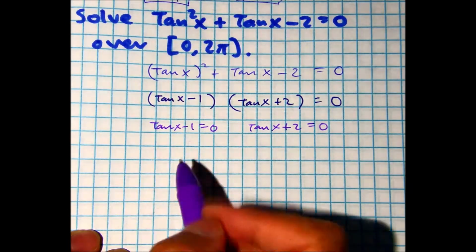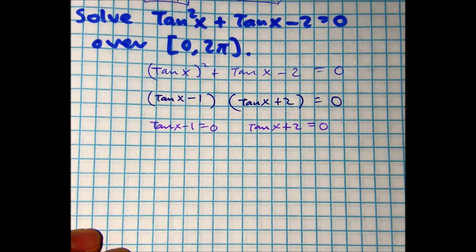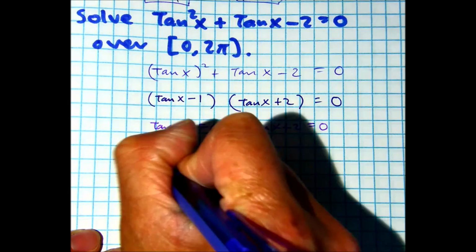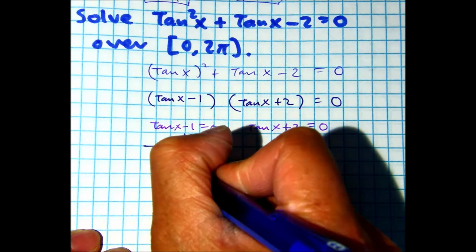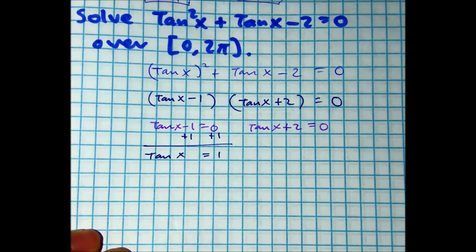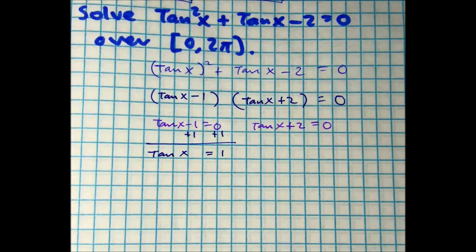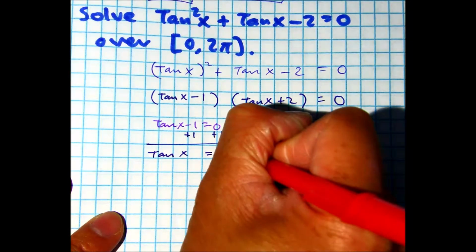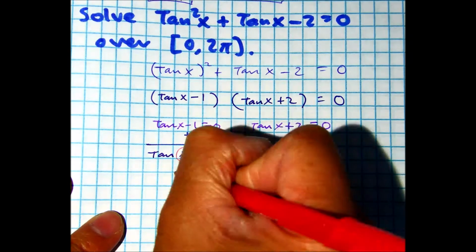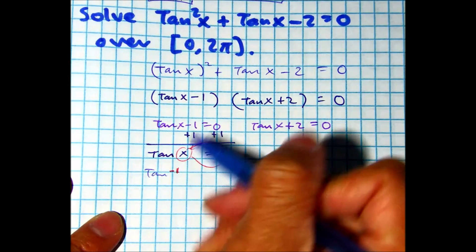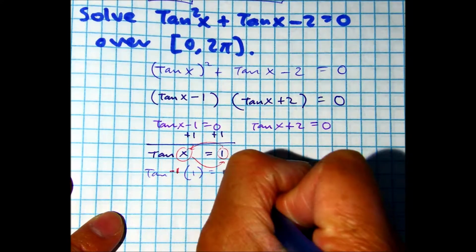Let's solve this. How do I solve for x? Add 1. What am I left with? Tangent of x equals 1. Class, how do I get x by itself? Should I take the inverse or divide by tangent? We take the inverse to solve for angles. So I have the inverse of tangent of 1 equals x.